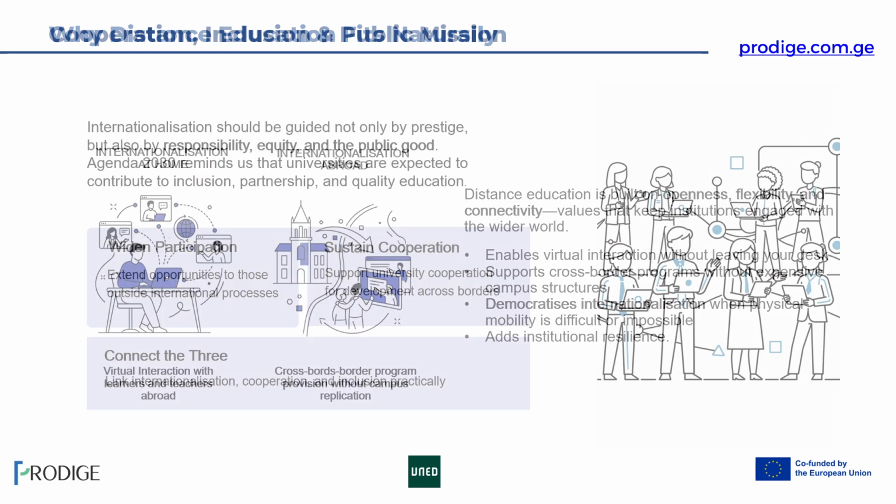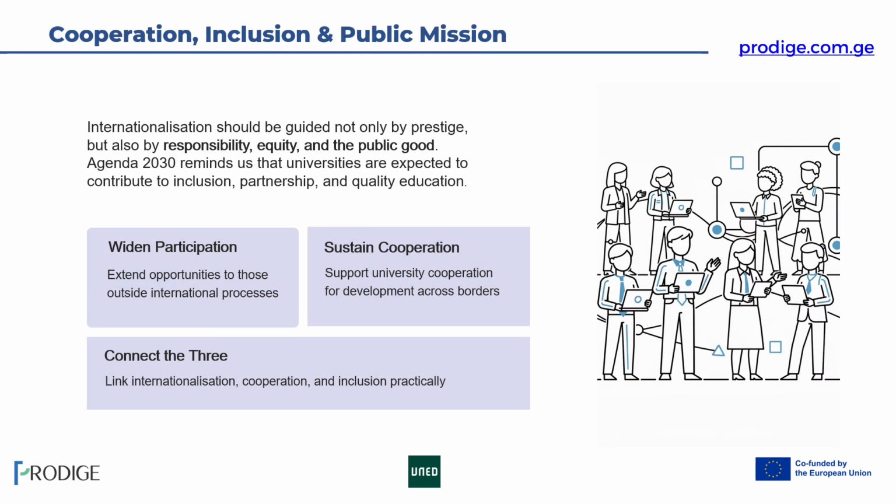At this point, I would like to add a dimension that is especially important for our discussion: university cooperation for development. When we talk about internationalization, we often think first of mobility, recruitment, visibility, alliances, and competitiveness. These elements are real and relevant, but there is another lens we need to keep in mind: the university's public mission, and its contribution to more equitable and sustainable societies.